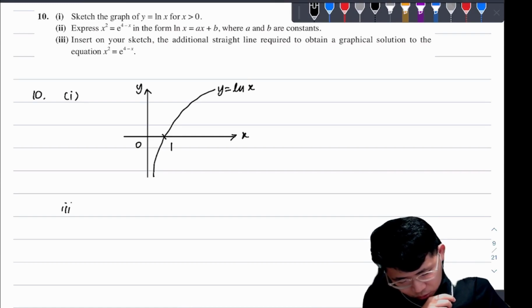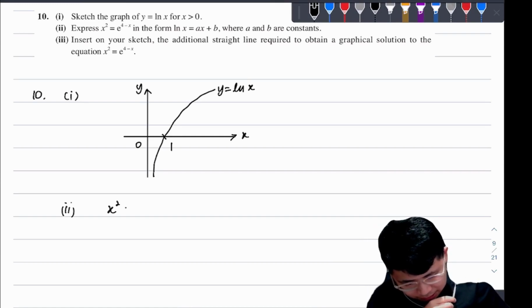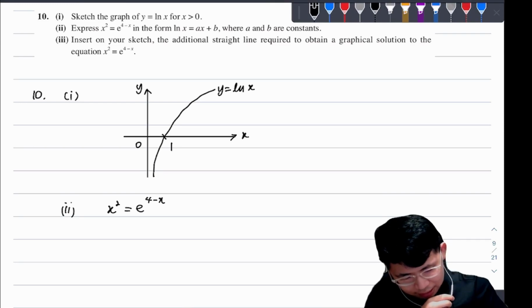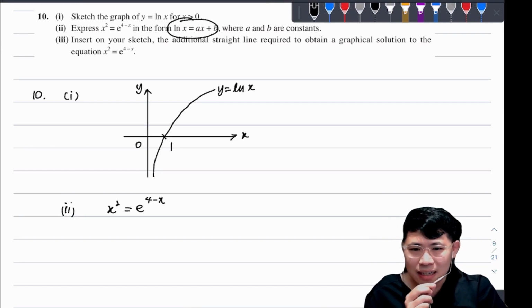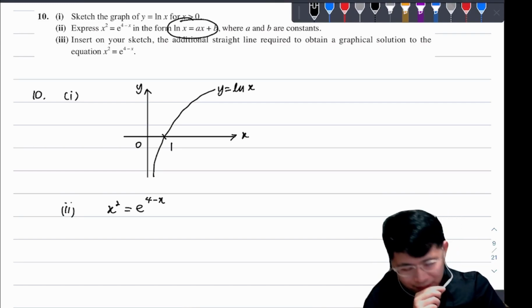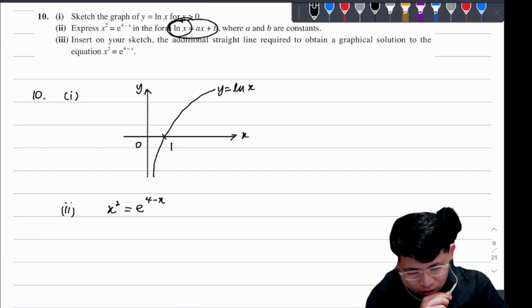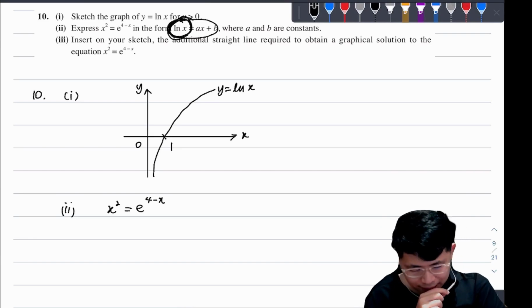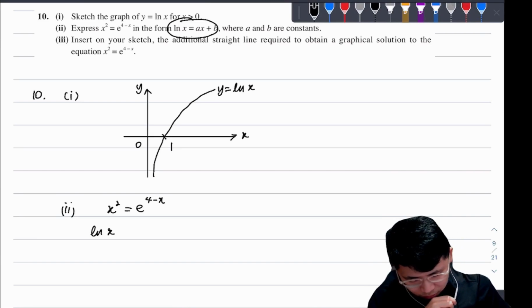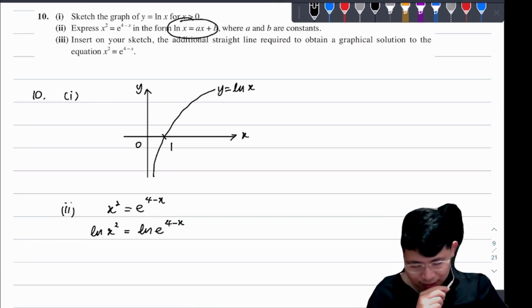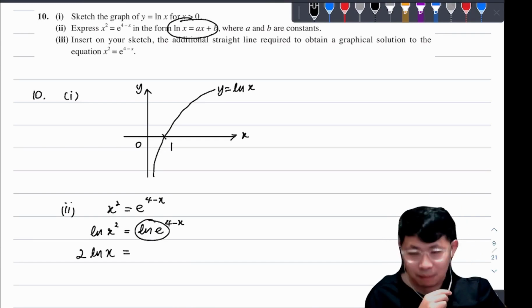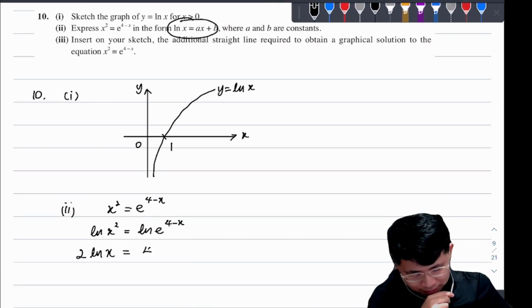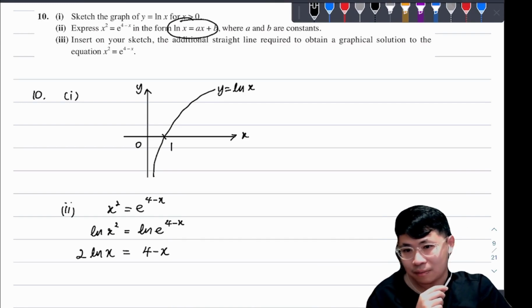Okay, number 2. Express e to the power 4 minus x in the form of ln x equals ax plus b. Actually this gives us a glimpse into the next chapter already. But what we need is a ln x. So technically speaking, we can ln both sides. Over here I have 2 ln x, and then ln e, because they are the same base. So technically, this would be our answer, 4 minus x over here.